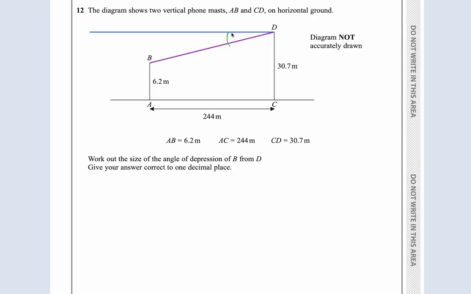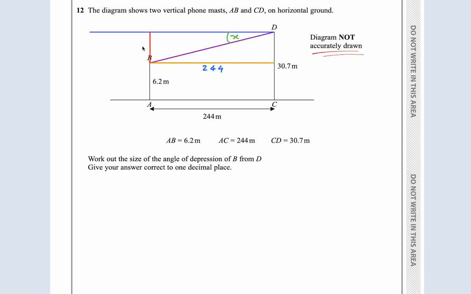Let's call it X. That's better. Okay, so we need to find this angle. Now we have 6.2, we have 30.7. A few ways to do this, guys. I am going to join this across here. This is X. This is 30.7, so this is definitely 244 because of this. And this height here, I'll just use another color, why not? This height has to be 30.7 minus 6.2. Now, guys, it's very much not drawn to scale, so just be careful.